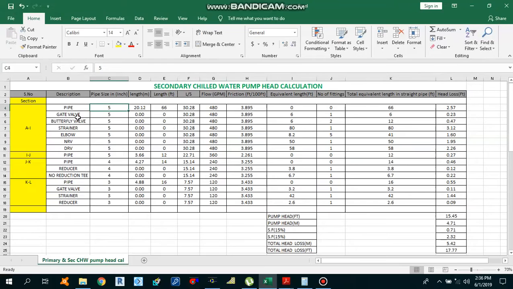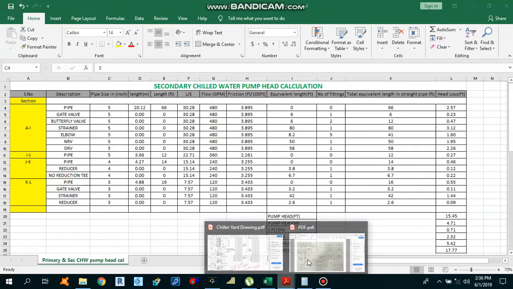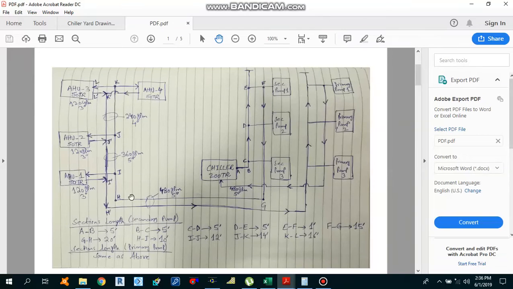From section A to I, we have a straight pipe, a gate valve, a butterfly valve, a strainer, an elbow, NLV, and DRV. I will explain each one of these in detail, how we get these fittings from section A to I. So let's start with the first one, the pipe. We have a straight pipe up till point I.